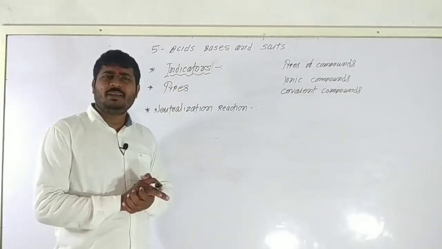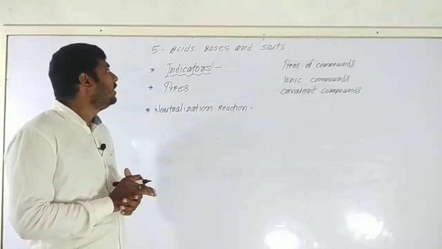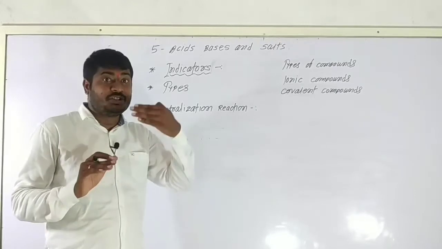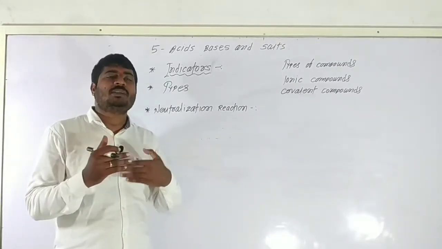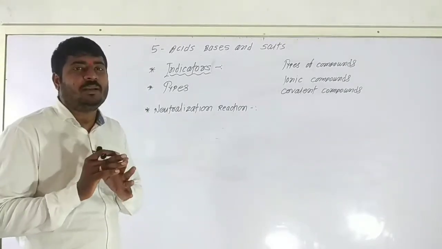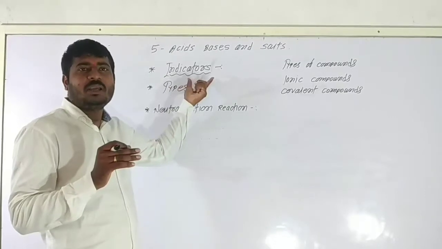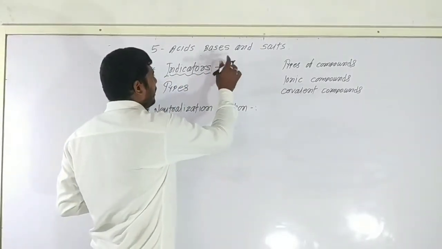Okay, today we start indicators. What is meant by indicators? Indicators are substances which indicate or determine the nature of a given compound. It means that whether the given compound is acidic or basic is totally determined by indicators. And the types of indicators are as follows.